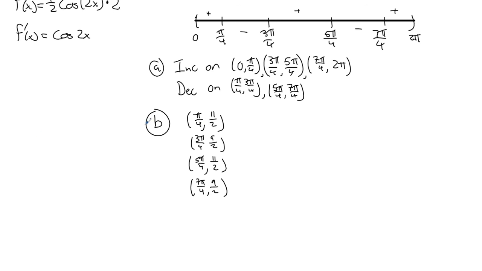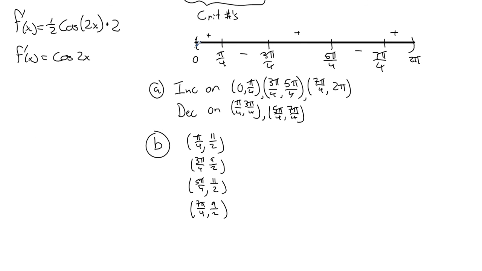Now, we know that because our function is increasing to the x value pi over 4, and then it's decreasing after, it goes up and then it goes down with pi over 4 as its x value at that point. So this is a maximum.